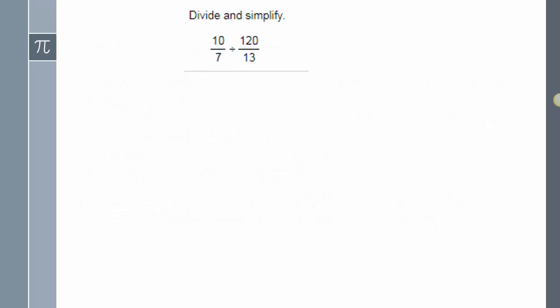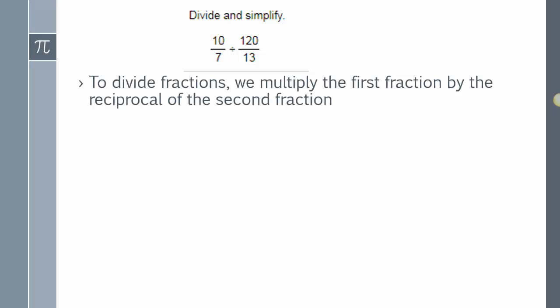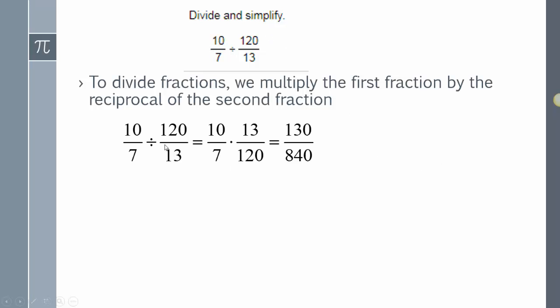Divide 10 over 7 divided by 120 over 13. So we're going to change this again. To divide fractions, we multiply the first fraction by the reciprocal of the second fraction. So we're going to convert this: 10 over 7 divided by 120 over 13 becomes 10 over 7 times the reciprocal, which is 13 over 120. Multiply it. Now I notice it's not simplified.